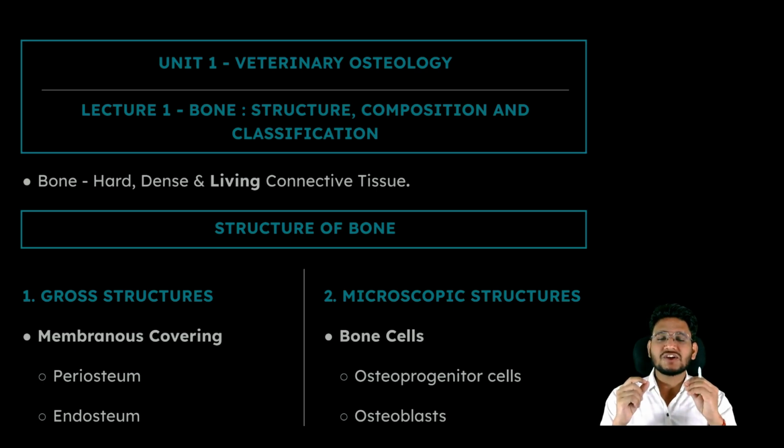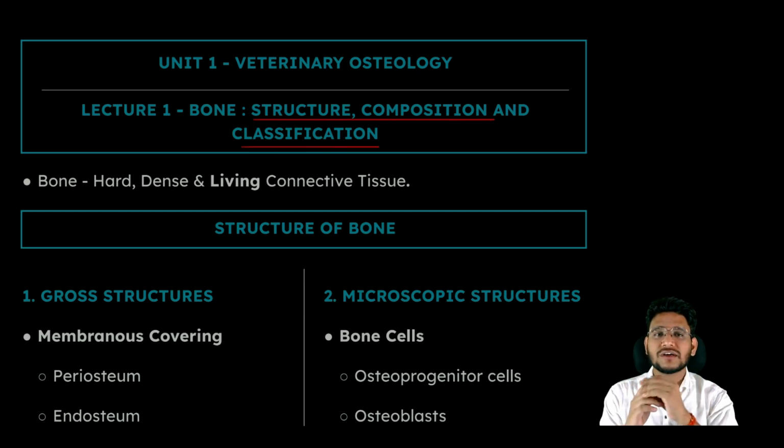This is the very first lecture of veterinary osteology, and here we are going to discuss the structure of the bone, composition of the bone and classification of the bones. All these three topics we are going to cover in this lecture. I will start with the definition of bone.